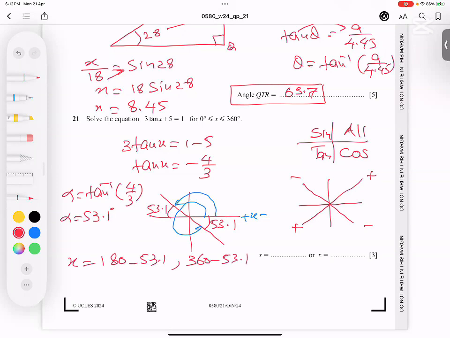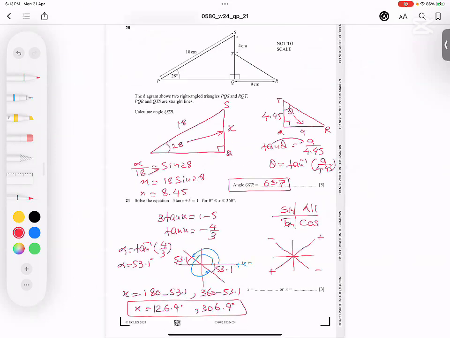So if I check it, my first answer is 126.9 degrees. Second answer, 360 minus 53.1, and I'm getting 306.9 degrees. So I hope the point is very, very clear. And the question, this page is over.